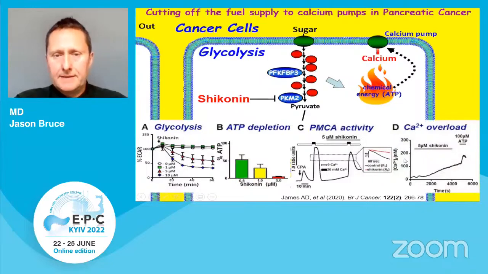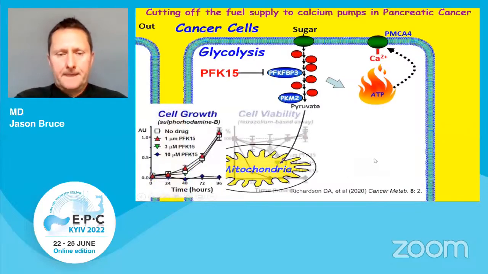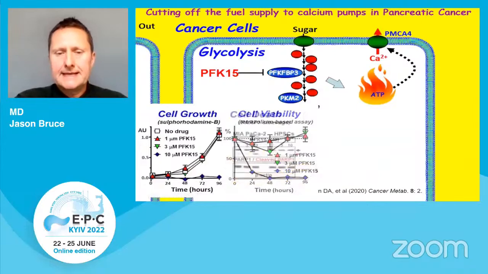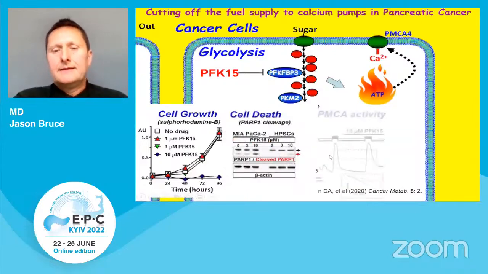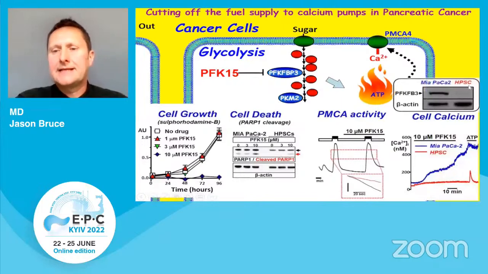We can also inhibit PFKFB3 using the drug PFK15. And this also inhibits cell growth, reduces cell viability, induces cell death, inhibits PMCA activity, and causes cytotoxic calcium overload. But you'll notice that this drug has no effect on human pancreatic stellate cells, both in terms of calcium and cell death. And the reason for this is that this enzyme is not expressed in these cells, suggesting that this drug is specific for this enzyme.